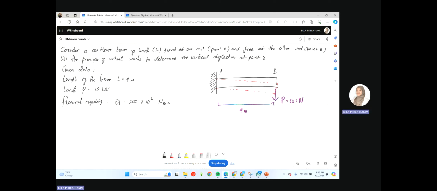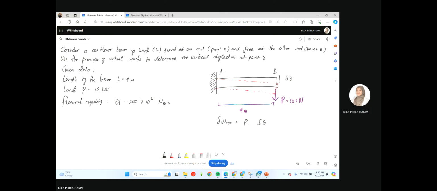We see here there is a delta at point B, delta B. We already know that it happened because of an external force. So the virtual work done by the external load P, where the virtual displacement is delta B, gives the external work equal to P times delta B. Okay, we agree on this.